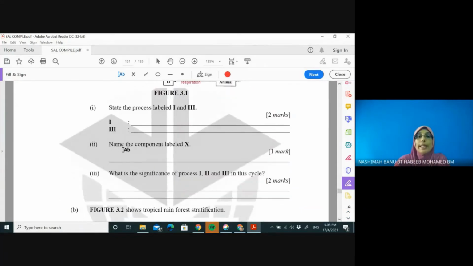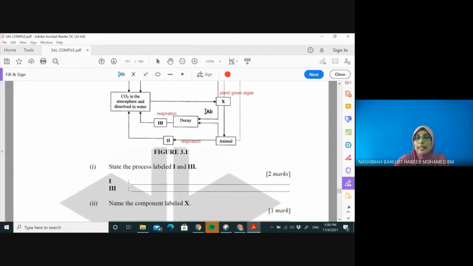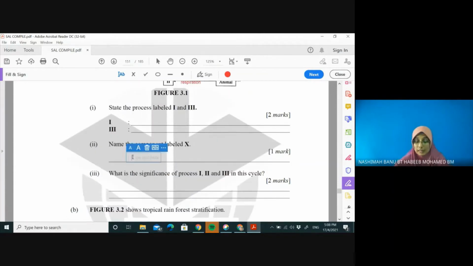Okay, name the component label X. That's why saya kata better kita label siap-siap dan kita nampak kita punya cycle ni betul dan baru kita terus jawab. Kita risau bila kita tengok soalan baru nak tengok balik cycle ni pasal apa, takut kita buat silap. Okay, sebab dalam exam kan, kalau dalam exam kita mesti nervous. Okay, so what is name? This one is the plant or green algae. Kenapa saya sebut green algae? Jangan lupa kita dah pernah belajar biodiversity. Kita ada brown algae. Okay, so normally we focus on green algae lah.